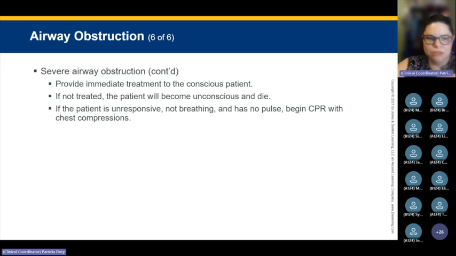Anybody want to tell me what we do? It's probably on the slide somewhere. What do you do in a patient that has a severe airway obstruction, but they're conscious? I'm trying to wake y'all up. I know we're almost done, but come on. Somebody put it in the chat.